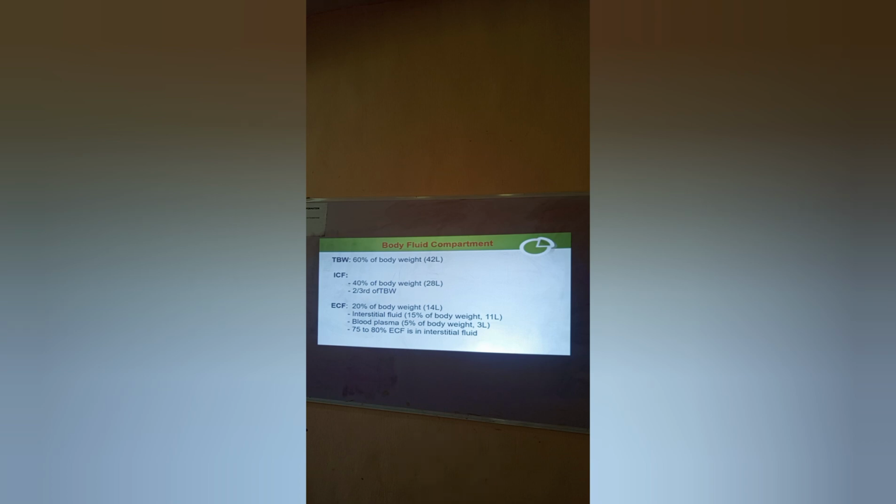While 75 to 80% of the extracellular fluid is the interstitial fluid. The extracellular fluid is all fluid that surrounds all cells in the body.